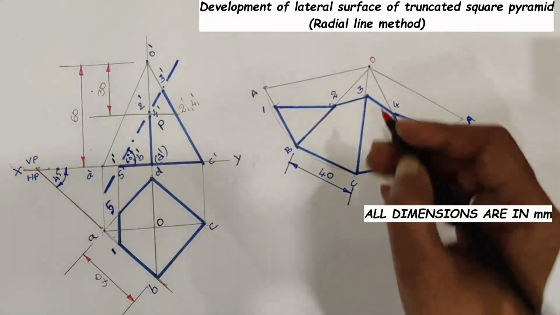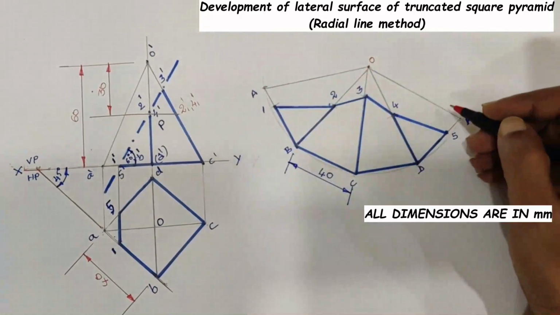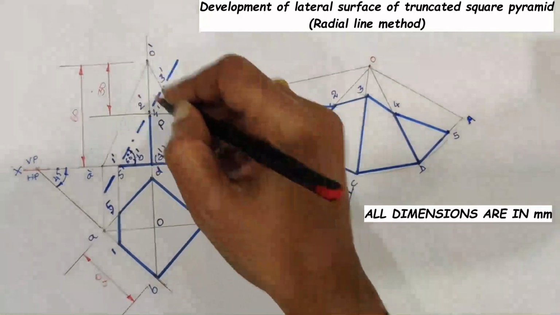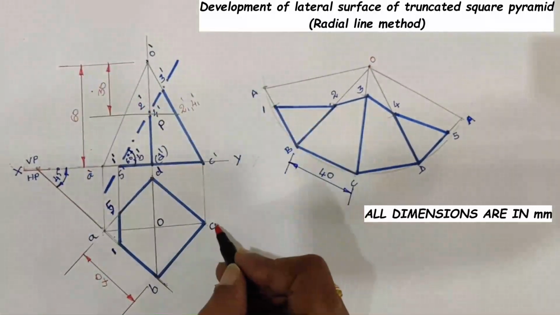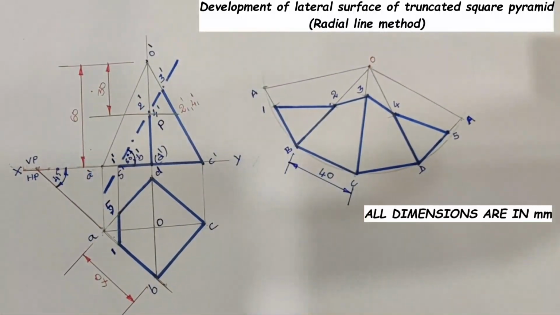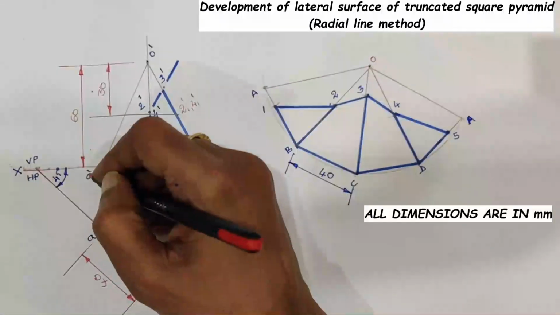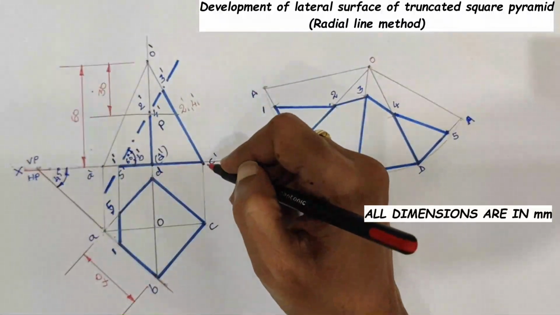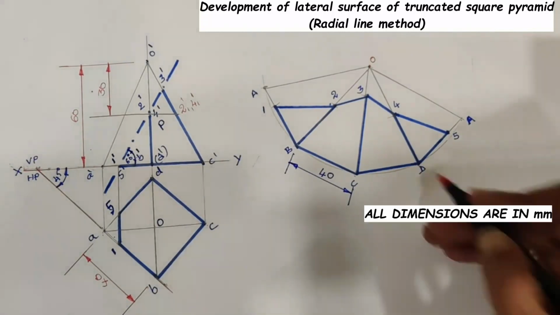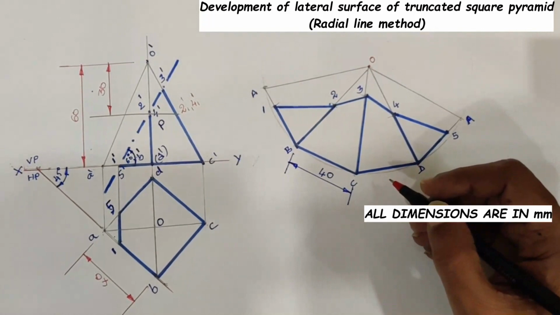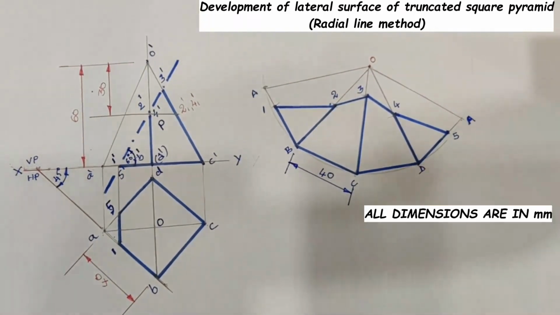Make a note, for drawing the arc in the development, we have taken true length of the slant height. The true length of the slant height is one whose image in the top view is parallel to the xy line. Here O dash A dash as well as O dash C dash images are parallel to the xy line in the top view. So they are called true length of the slant heights. This is the required development of the lateral surface of a truncated square pyramid by using radial line method.